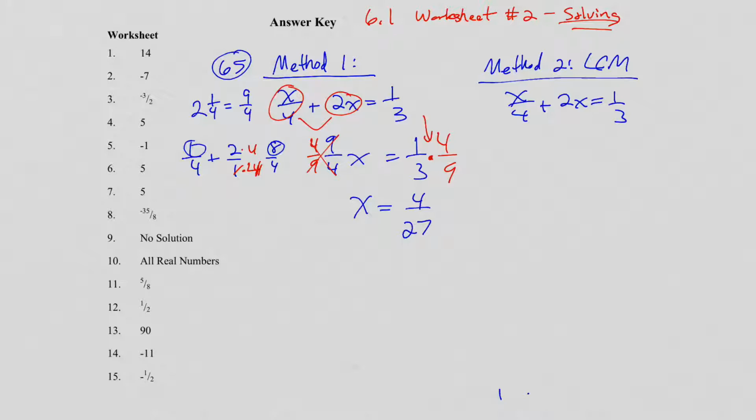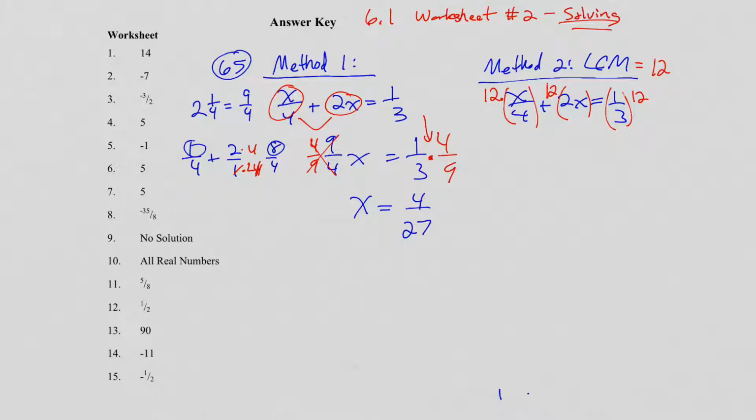Okay, so let's see if you use my method. You think of the LCM, and between 4 and 3 it is 12. So now we just do 12 here, 12 here, and 12 here.